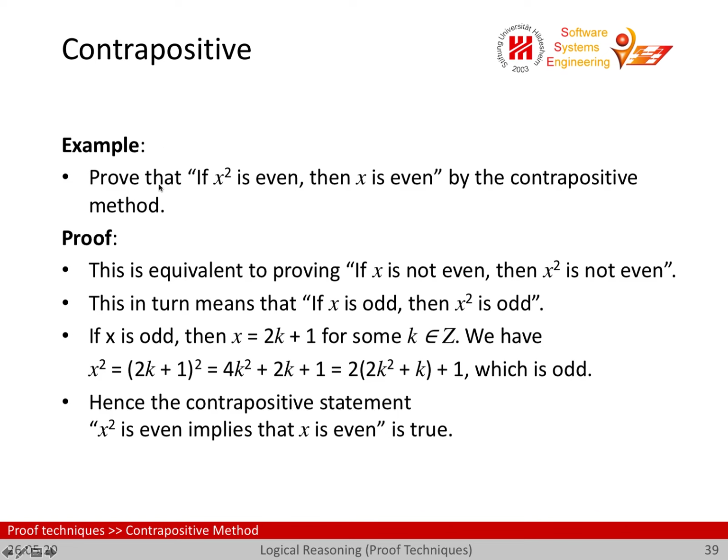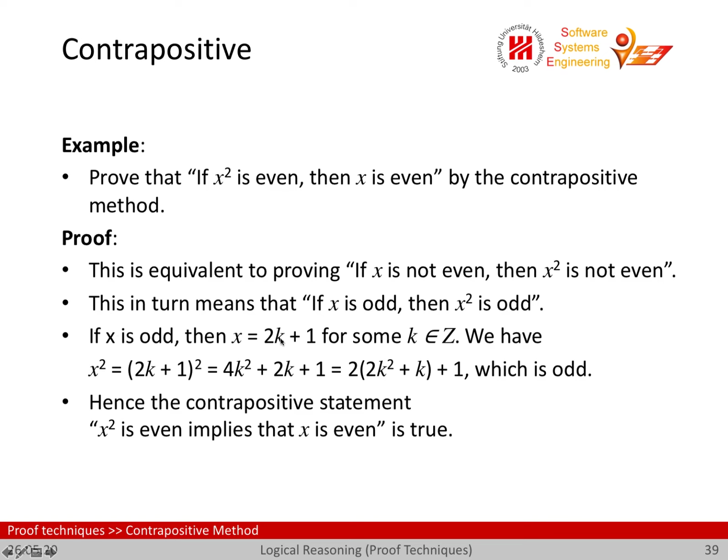Let me give another example. We want to prove that if x squared is even, then x is even. And we want to do that by the contrapositive method. For using the contrapositive method, this is equivalent to proving if x is not even, then x squared is not even. So we just invert the two clauses and also negate both subclauses. So this in turn means if x is odd, then x squared is also odd.